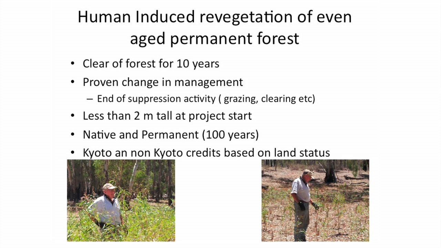You have to make sure that it was less than 2 metres tall at the start of the project. It's got to be there for 100 years, and it can create Kyoto and non-Kyoto carbon credits, as per that previous slide, where it has to have been cleared country. So basically it's a good one in many regards because you don't pay the cost of revegetation, and it can make better returns than having to pay $2,500–3,000 for each hectare you have to plant. I don't know if you'd have much of it around here, but it's certainly one option.